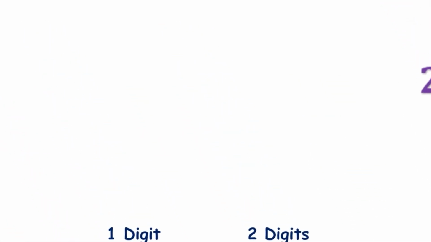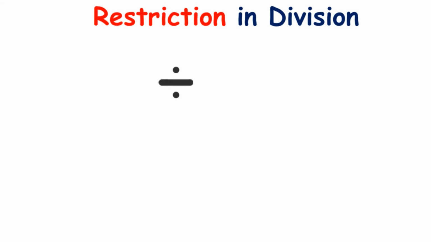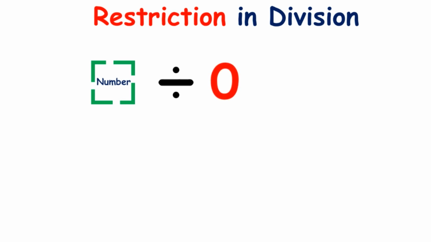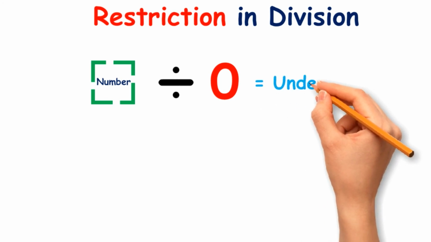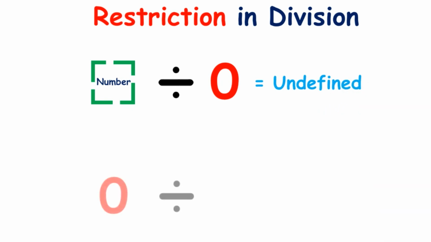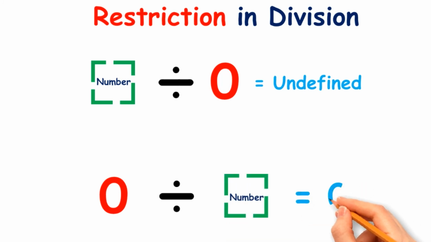Now at the last, there is one restriction in the division. You are not allowed to divide any decimal, or let's say any number, by 0. Yes, it's true, you are not allowed. If you do this, the answer is undefined. It's okay if you divide 0 by any number. Your answer will always be 0. But if you are dividing any number by 0, your answer is undefined.